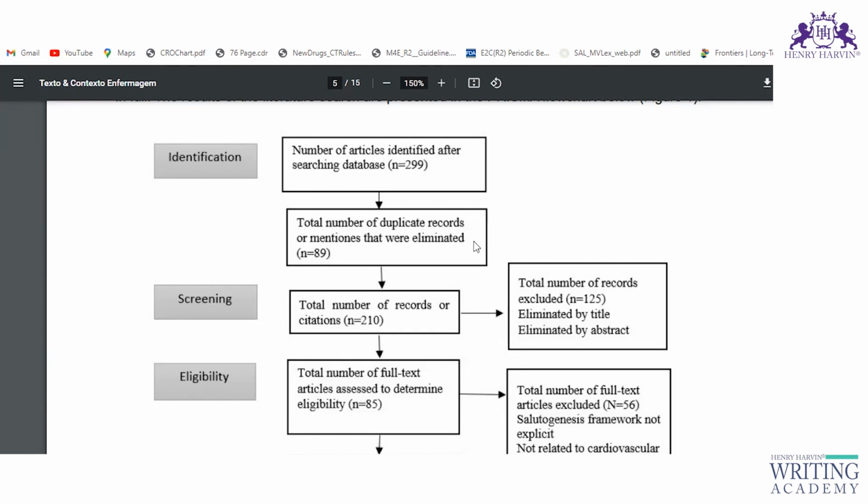So when you combine all the studies, there are many studies which are common. So you will remove those studies. That is one way of removing the duplicate records.